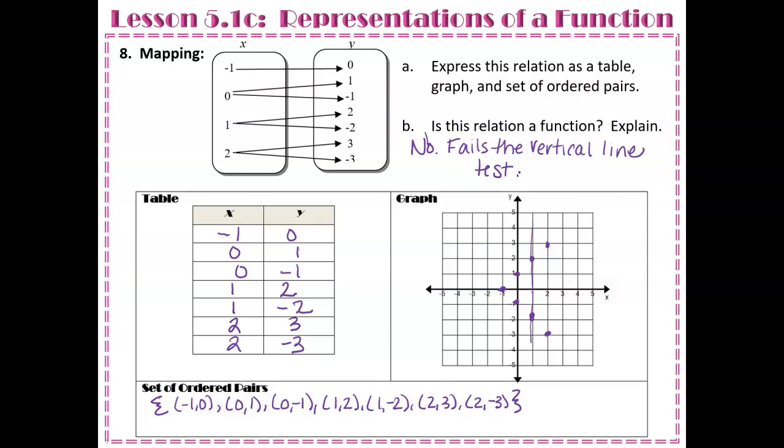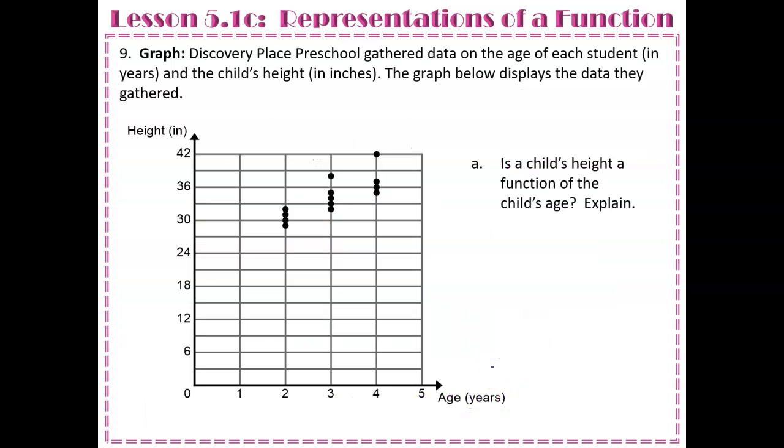All right, moving on. Let's look at 9. Discovery Place Preschool gathered data on the age of each student in years and the child's height in inches. The graph shows the data. Is this a function? Well, no. Look, if I drew a vertical line there, it goes through all of those points. So no, it fails the vertical line test.